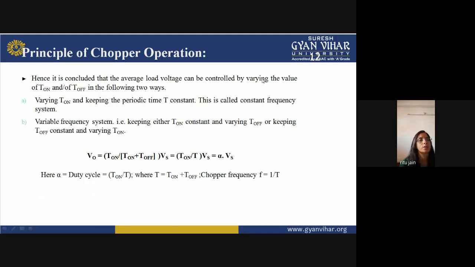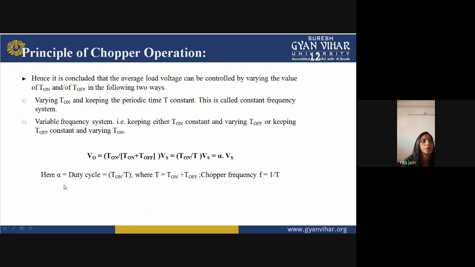So you can retain this equation: T on upon T into Vs, which is equal to alpha into Vs, where alpha is equal to T on upon T, which is called your duty cycle. So alpha is your duty cycle, which is equal to T on upon T, where T is equal to T on plus T off. So chopper frequency is f equal to 1 by T. Chopper frequency means how many times your switch will turn on and turn off. So by turning the switch on and off, you can decide the switching frequency of a chopper.